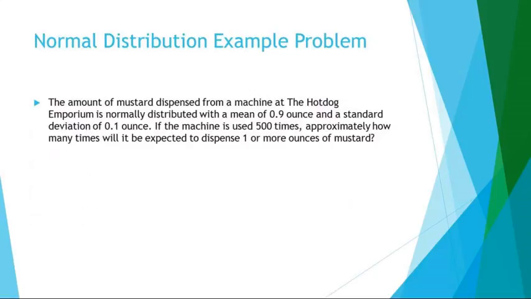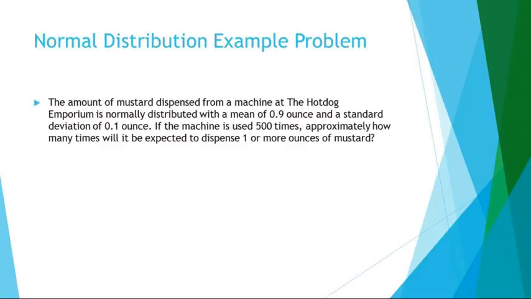Our first problem is: the amount of mustard dispensed from a machine at the hot dog emporium is normally distributed with a mean of 0.9 ounces and a standard deviation of 0.1 ounce. The machine is used 500 times. Approximately how many times will it be expected to dispense 1 or more ounces of mustard?